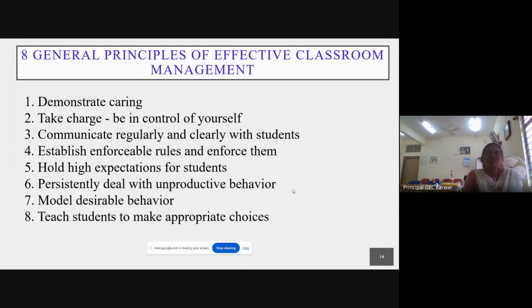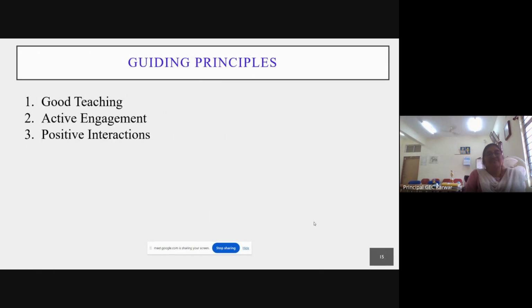That is, demonstrate caring, take charge, be in control of yourself. So we should not become very wild. We have to be very cautious whenever the students do some mischief inside the classroom. So communicate regularly and clearly with students, establish enforcement rules and enforce them, hold high expectations for students, persistently deal with unproductive behavior, model desirable behavior, teach students to make appropriate choices. So these are all the guiding principles.